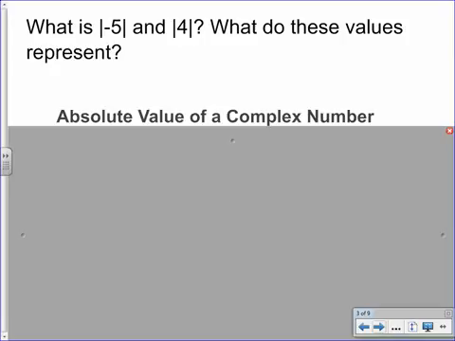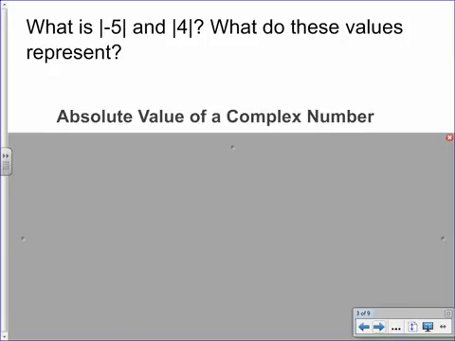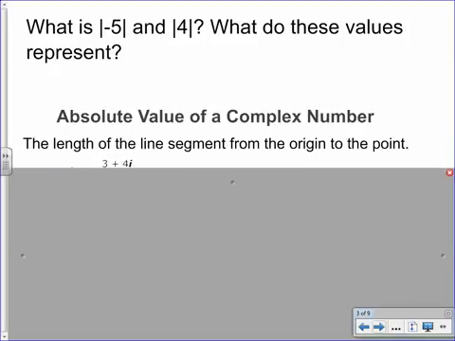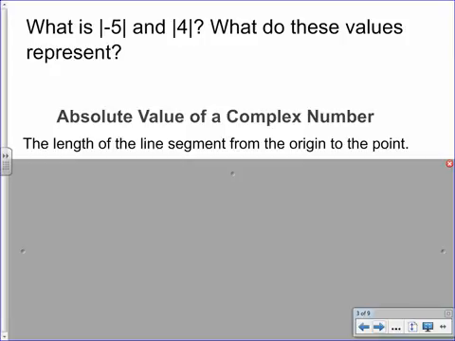So let's talk about the absolute value of a complex number. Okay? So on the number line, we think of the distance from 0. On the complex plane, we need to think about the distance from the origin. Okay, so it's still the distance from 0, but the origin is going to be our 0.